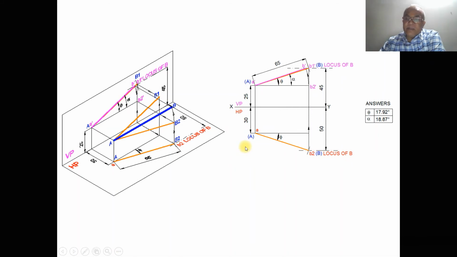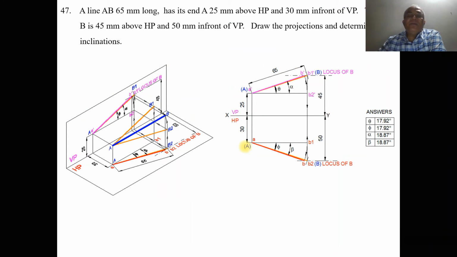This is how we can analyze this problem by considering 3D and also step by step. Now we will solve the problem using the sketchbook. First we draw the XY line and mark VP and HP. Then take the distance above HP by 25 mm and in front of VP by 30 mm. Using the scale, measure 25 mm and draw a horizontal line. Similarly, from XY take 30 mm below the XY line, draw the vertical line, and draw a horizontal line, considering any distance.